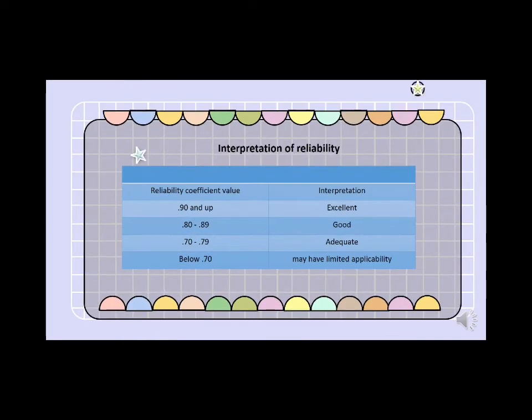Next is interpretation of reliability information from test manuals and reviews. A reliability coefficient value of 0.90 and up is excellent, 0.80 to 0.89 is good, 0.70 to 0.79 is adequate. Below 0.70 may have limited applicability.